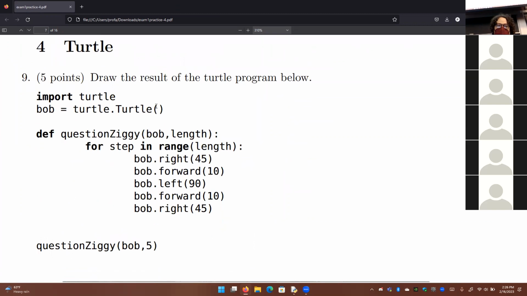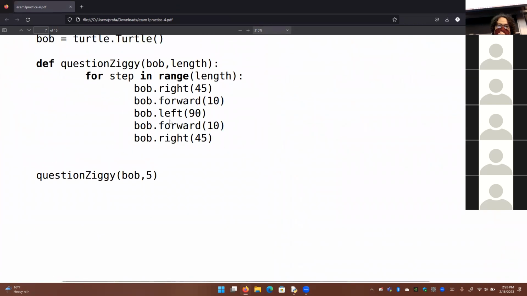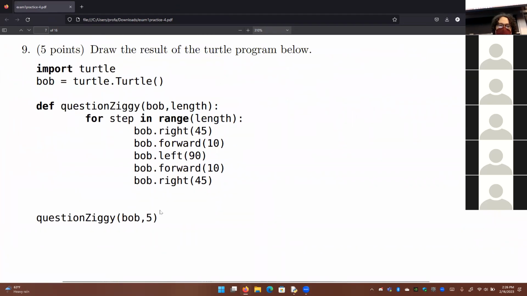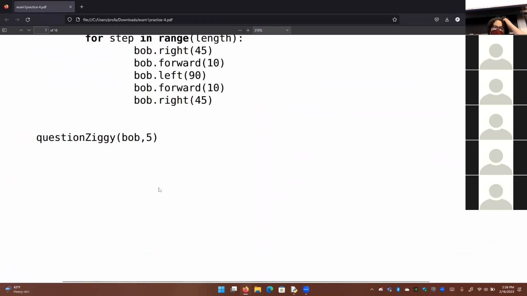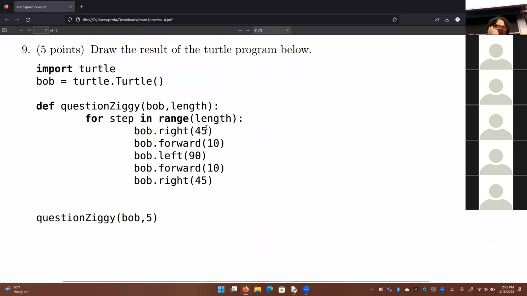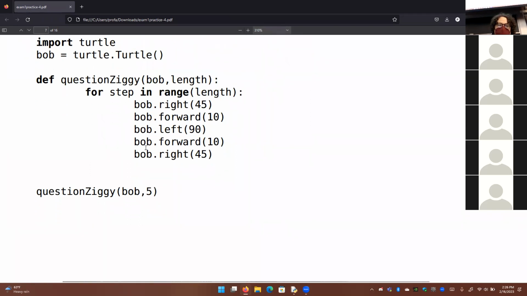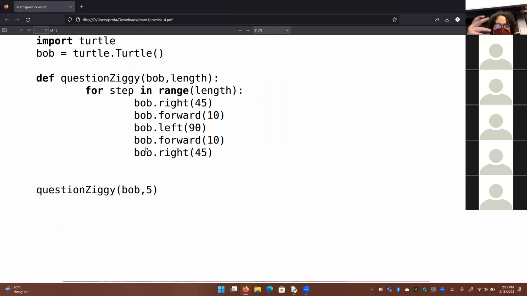All right, draw the result of the turtle program below. Here, on the exam, I did this a bit better by telling you what the length I wanted was, but we can just basically do it over here. So I passed Bob and 5 in. Bob is going to be our turtle, and we're just simply going to replace length with 5 wherever we see it. So do the following 5 times.